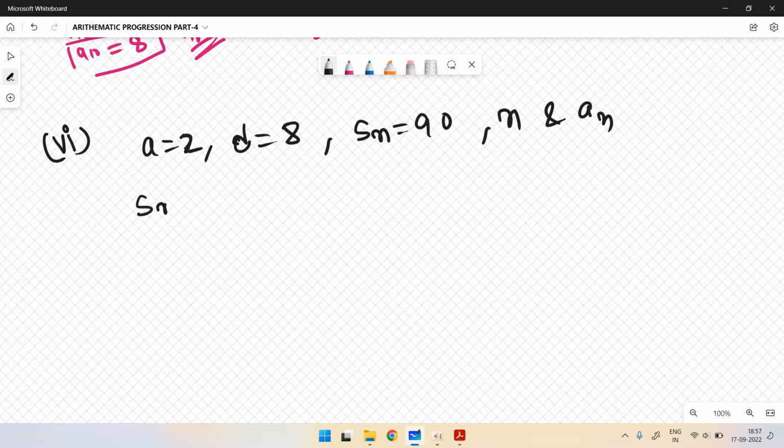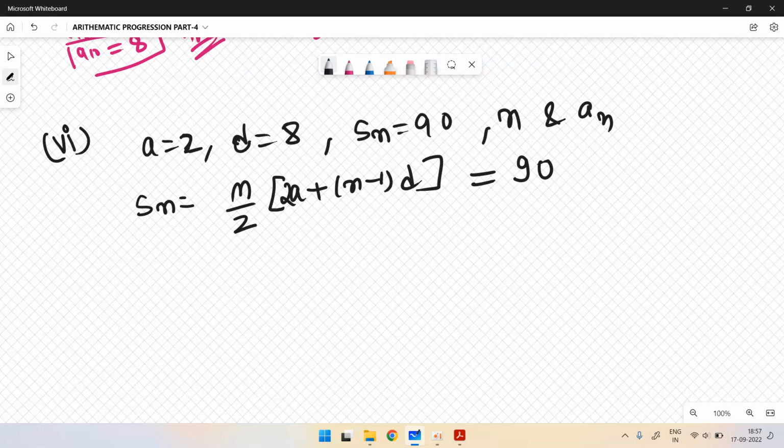So Sn, you know that Sn is nothing but n by 2 into 2a plus n minus 1 d. This is given to be Sn equal to 90. Which implies that n by 2, and we don't know n, so this is n by 2 only. A is given to be 2, so this is 2 into 2 plus n minus 1, we don't know n, and d you know is 8, equal to 90.